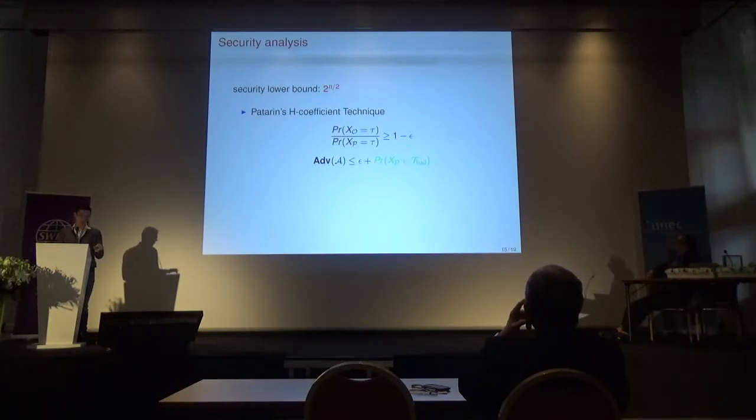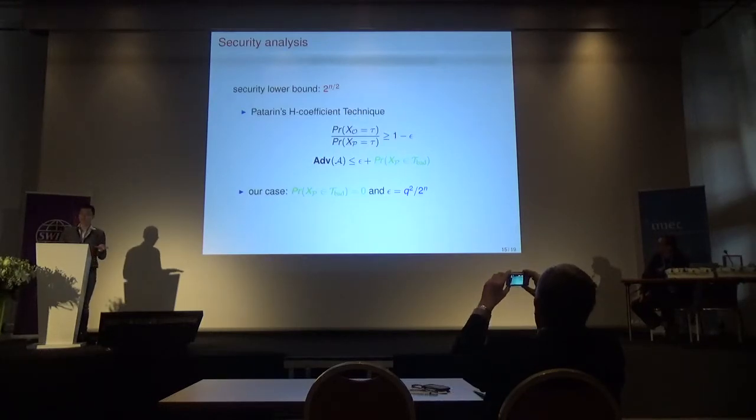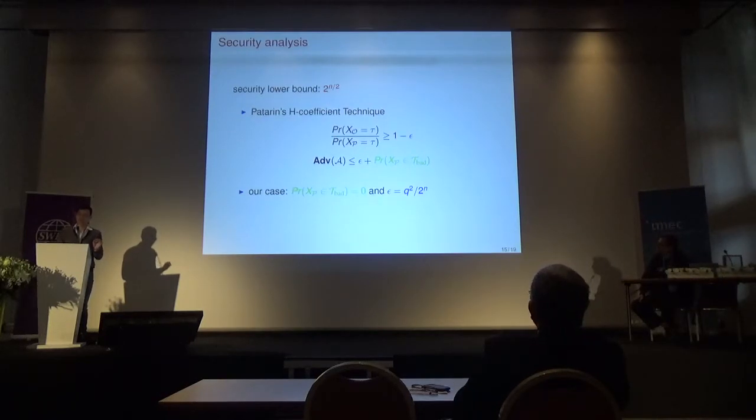It's the green chance. It's actually the chance to have bad transcripts in the ideal world. So in our case, this chance is equal to 0, and our epsilon is equal to q squared divided by 2 to the power n. Note that this epsilon has nothing to do with the epsilon in the good mixing function. Those are two different epsilons.